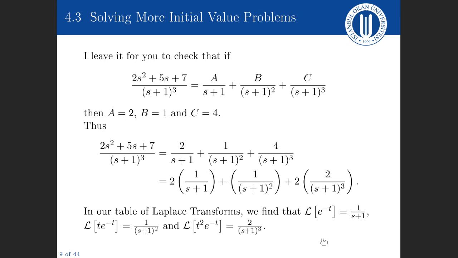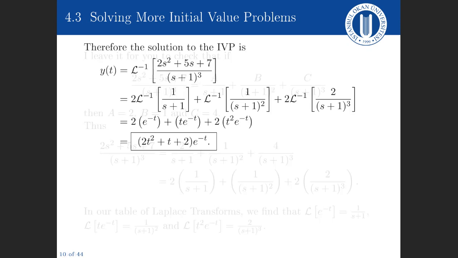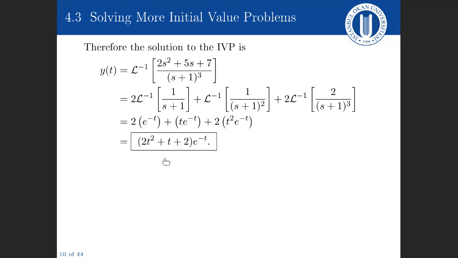If we look at our table of elementary Laplace transforms, we find that the first one is the Laplace transform of e to the power minus t. The second one is the Laplace transform of t e to the power minus t. And the third bracket is the Laplace transform of t squared e to the power minus t. As soon as we've found these, we've got our answer. Put everything together, simplify. The solution to the initial value problem is 2t squared plus t plus 2 multiplied by e to the power minus t.